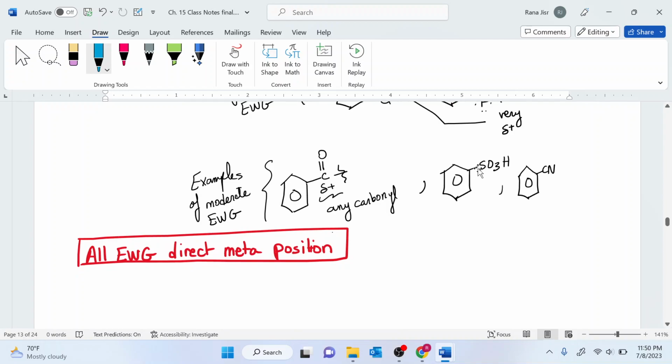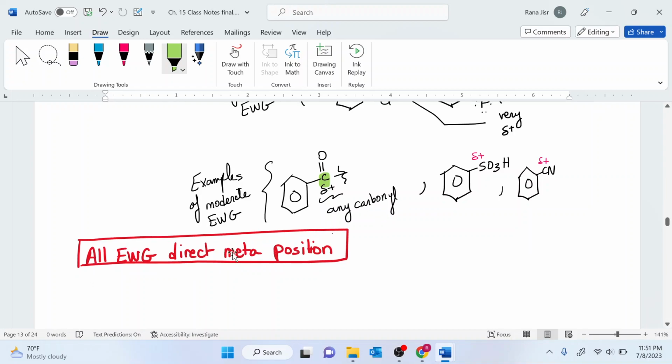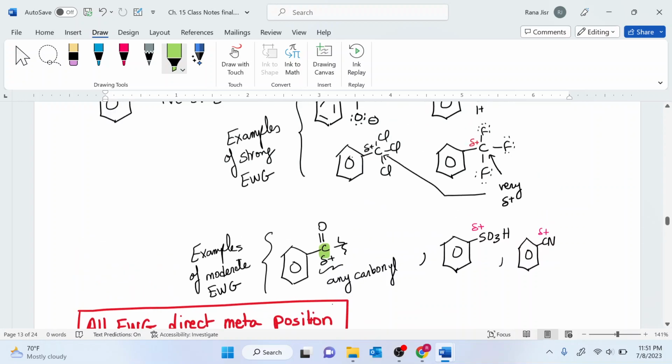Any carbonyls, any sulfonates, any cyanides, all of those carry a partial positive charge on the atom that is directly connected to the benzene. And those are going to make the benzene more electrophilic by withdrawing electrons from the benzene. All electron withdrawing groups direct the meta position.